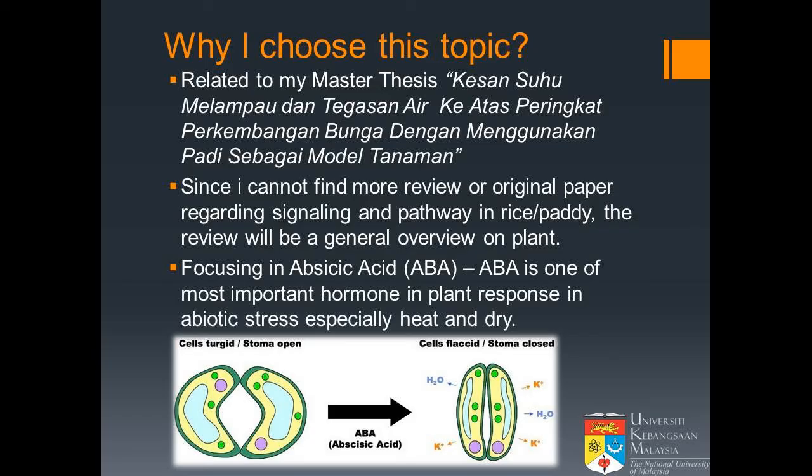Okay, why did I choose this topic? It's actually related to my master thesis. My master thesis title is Kesan Suhu Melampau dan Tegasan Air ke atas Peringkat Perkembangan Bunga dengan Menggunakan Padi sebagai Model Tanaman. Since I cannot find many review or original papers regarding signaling and pathway in rice or paddy, this review paper will be a general overview on plant. But I focus on abscisic acid, ABA, which is one of the most important hormones in plant response to abiotic stress, especially heat and drought.